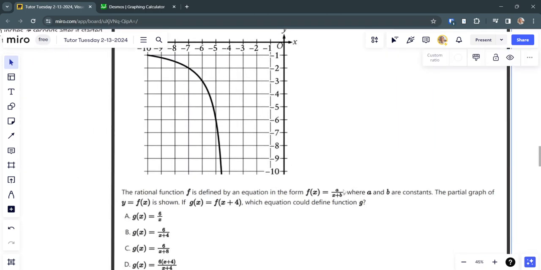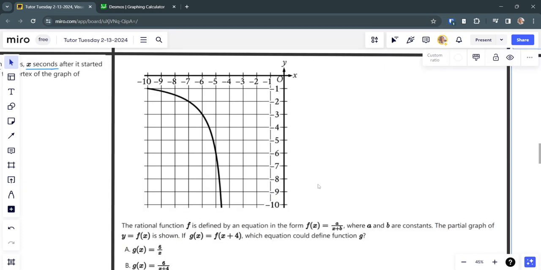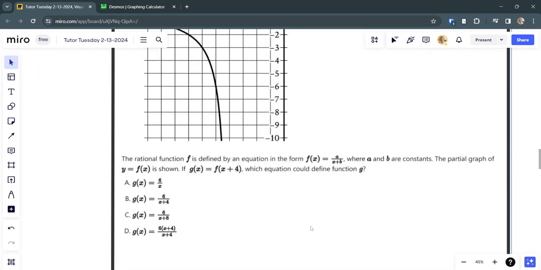We have a rational function defined by an equation in the form f of x equals a over x plus b. A and b are constants. The partial graph of y equals f of x is shown. If g of x equals f of x plus 4, which equation could define function g? So this is a trickier one, I think.